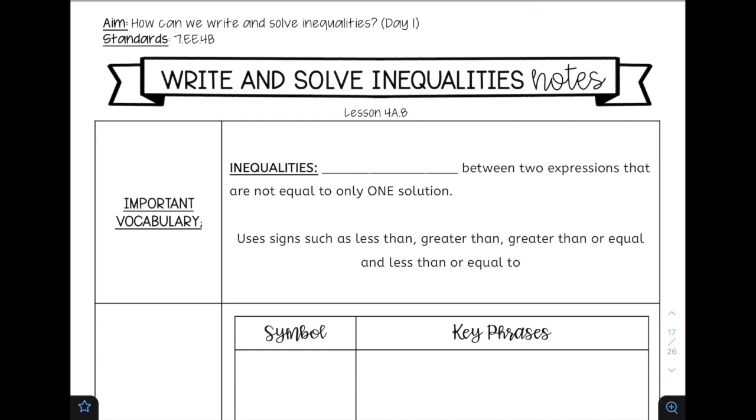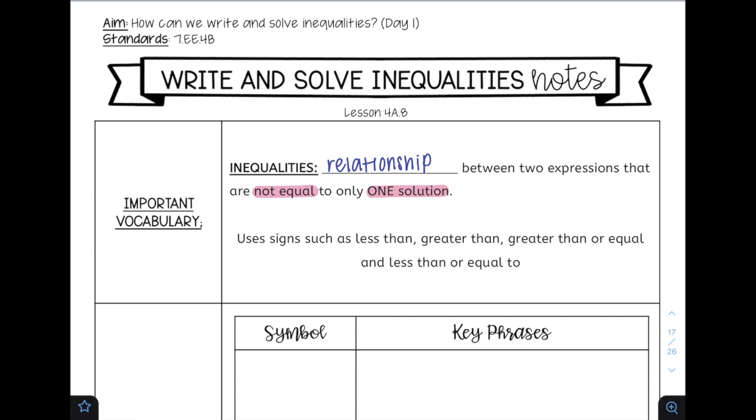Going over important vocabulary, what is an inequality? An inequality is a relationship between two expressions that are not equal to one solution and to only one solution. So it's not just equal to one solution, and that's really important. There can be multiple solutions.